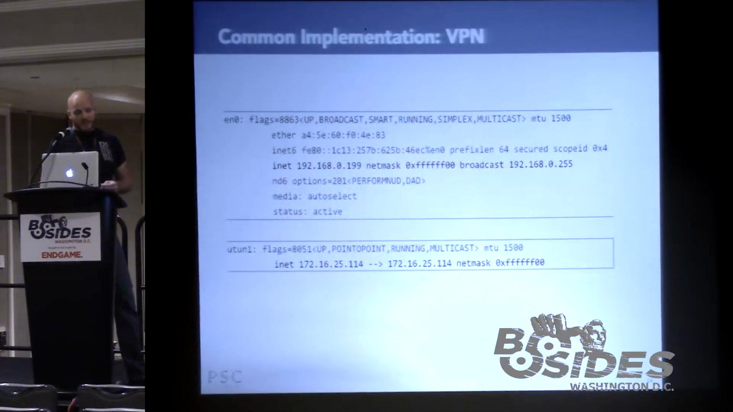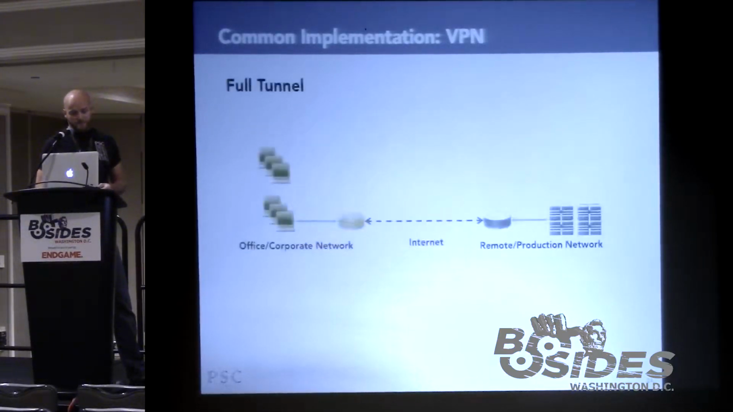But from the attacker standpoint, this is very easy to detect, and the exploitation scenario is identical to that of a network where there is no network boundary. So what's the follow-on to that? The full tunnel VPN. This ensures that when the VPN connection is active, the host no longer has connectivity on the local network, eliminating the bridge.